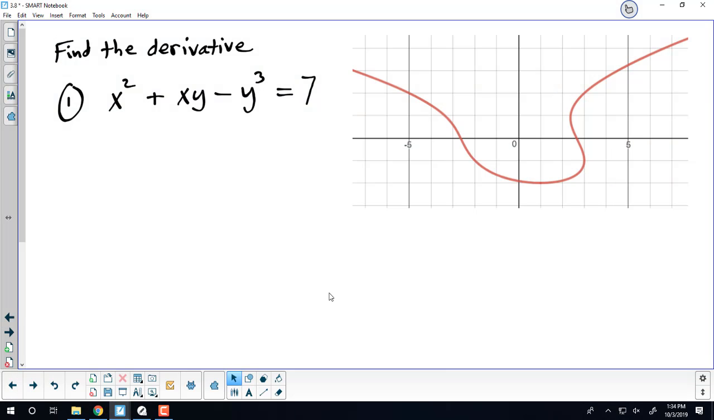So the only place where you and I diverge is how we go with this right here, how we go with that x times y. So I did this down here, and I did the product rule of it. So I did first times the derivative of the second, plus the second times the derivative of the first.